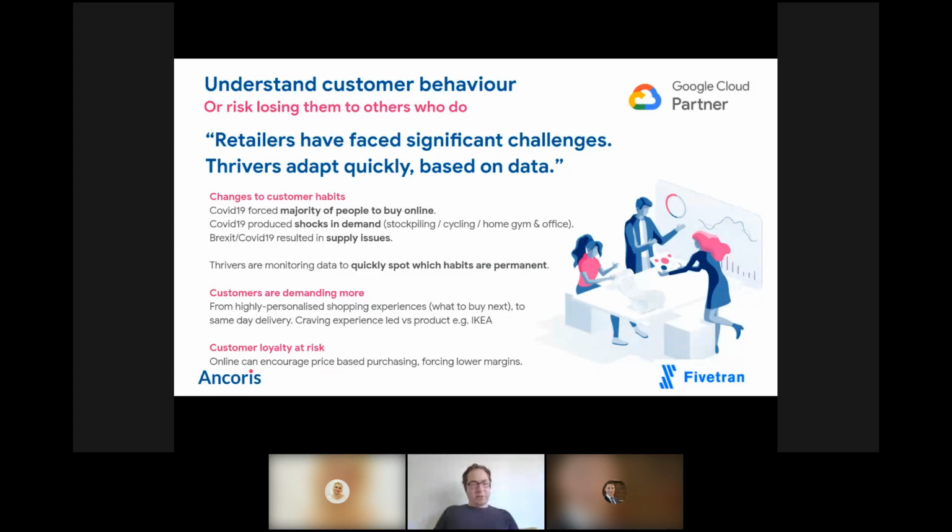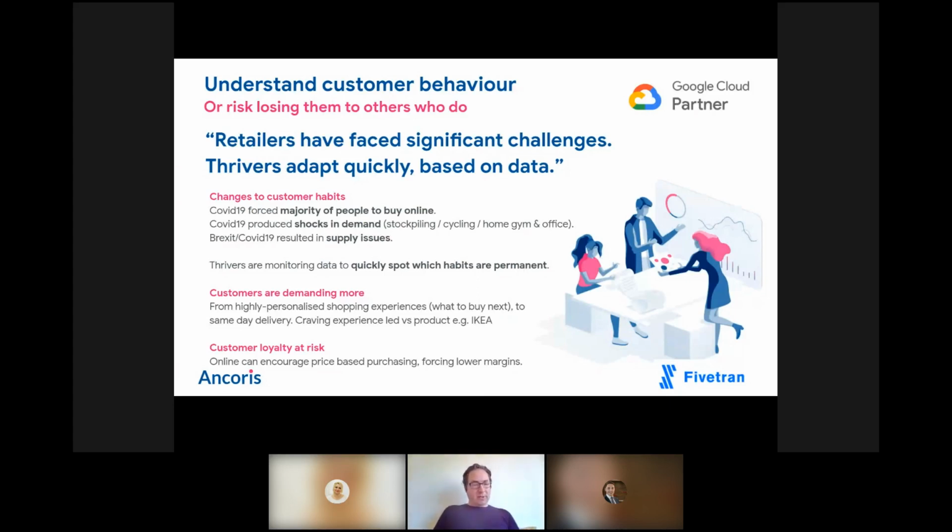Second point here, as we've touched on, customers are demanding more. So customers want highly personalized shopping experiences, i.e. they want you to tell them what to buy next. They want same-day delivery. They're also craving much more experience-led versus product, and this has been a trend for a while now. Someone like IKEA is phenomenal because they realize that people go to IKEA for the experience, even if it's buying the hot dog or the meatballs at the end, or seeing these layouts of rooms. That's a real differentiator for someone like IKEA. And personally, I think this experience-led idea, where we use data and technology and innovation, is only going to continue.